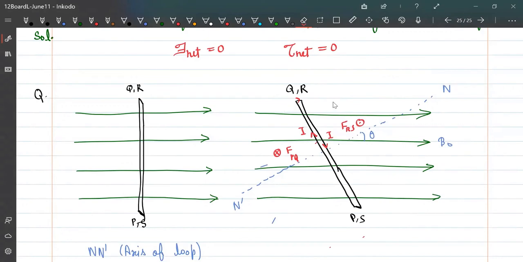Rupert, can you tell me the direction of force? The direction of current is into the plane, so the direction of L is into the plane, and the magnetic field is in the rightward direction. The formula is F equals I L cross B. What will be the direction of force? Current is into the plane here, and the magnetic field is towards the right. What will be the direction of force?